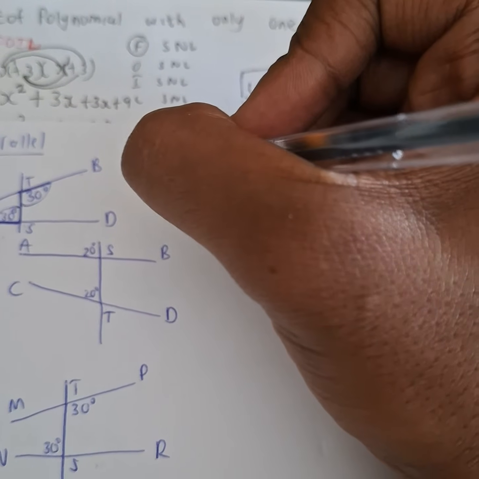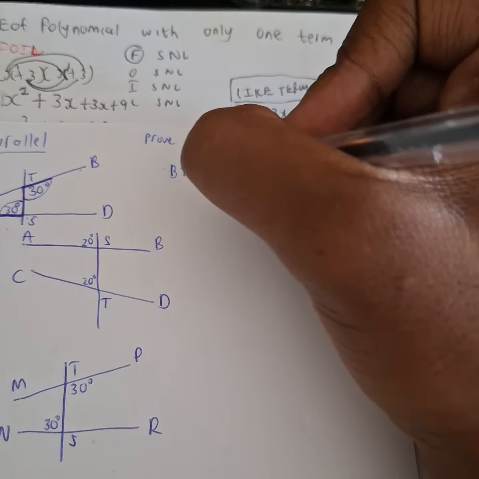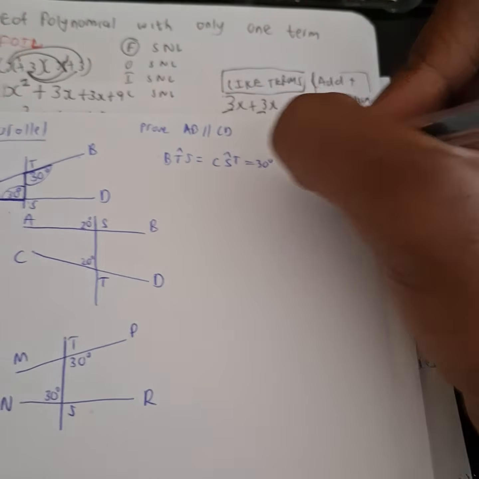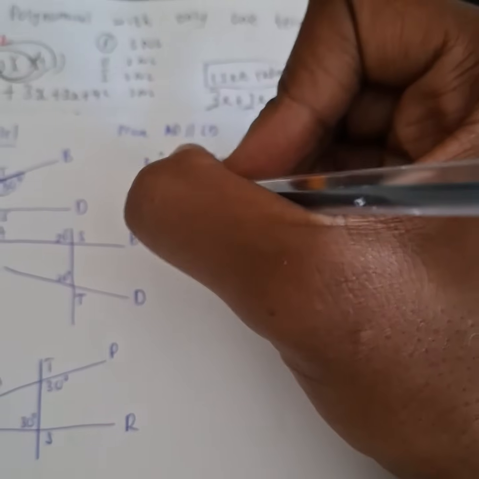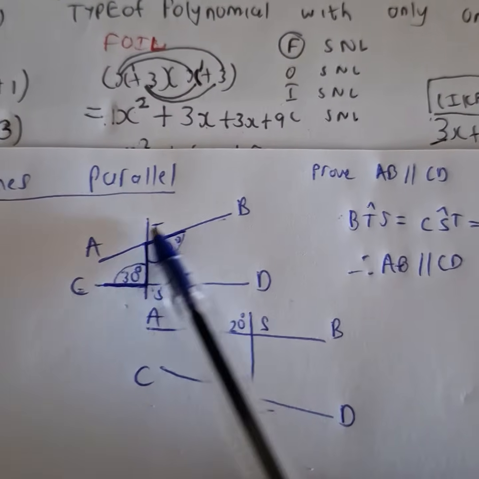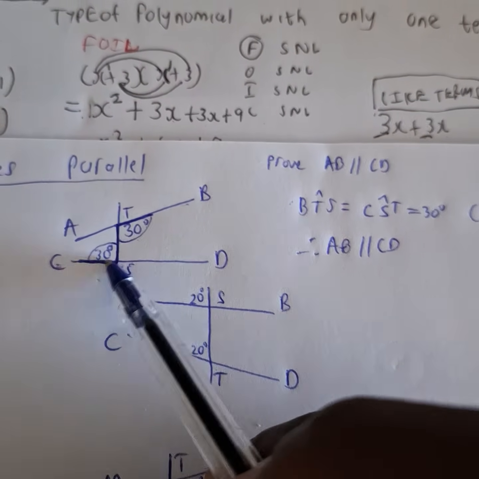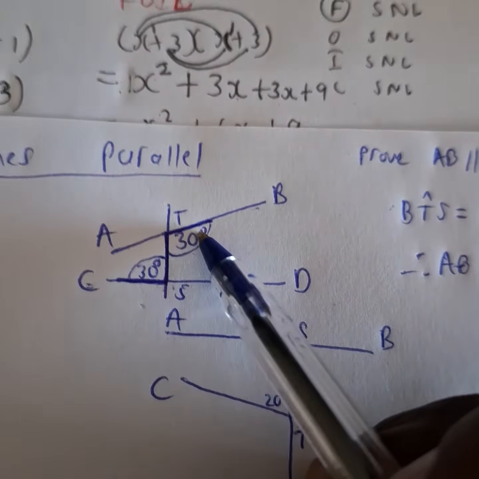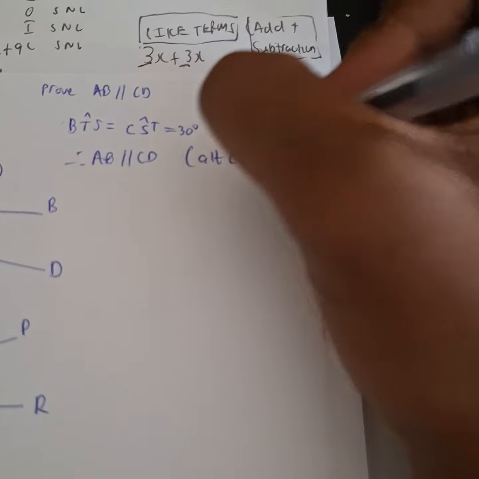Angle BTS is equal to angle CST, which is equal to 30 degrees. Now that is clearly given. Therefore, AB is parallel to CD. And maybe you're going to ask, how can I conclude that AB is parallel to CD? It is because the alternate positioned angles, this 30 degrees and this 30 degrees, are actually equal. Therefore, I conclude and say alt angles equal.